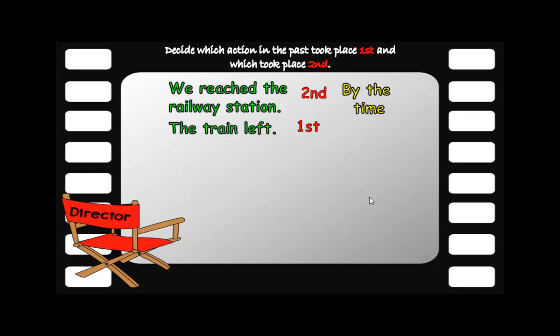By the time we reached the railway station, the train had left. The train, had left. Yes, excellent. By the time we reached the railway station, it's the second action. The train had left, it was the first action. Okay?